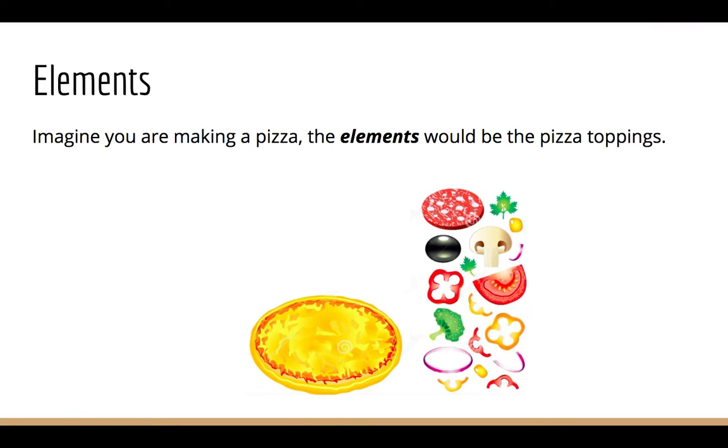So one way to think about what the elements are versus the principles, which we'll get onto later: imagine you're making a pizza and the elements would be the pizza toppings. So these are all the things you're going to put on there.